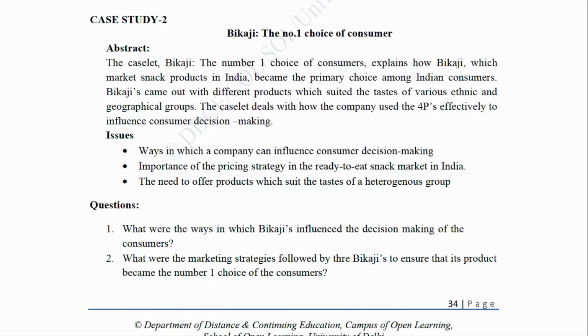Issues. 1. Ways in which a company can influence consumer decision making. Second, importance of the pricing strategy in the ready-to-eat snack market in India. Third, the need to offer products which suit the taste of a heterogeneous group. Questions. Question number 1. What were the ways in which Bikajis influenced the decision making of the consumers? Question number 2. What were the marketing strategies followed by the Bikajis to ensure that its product became the number one choice of the consumers?